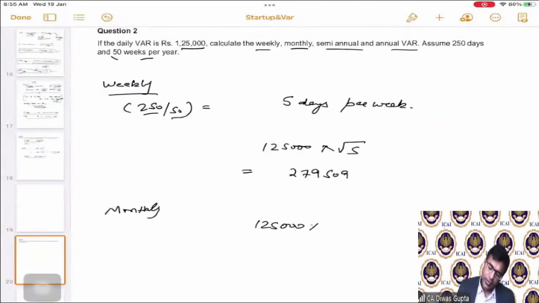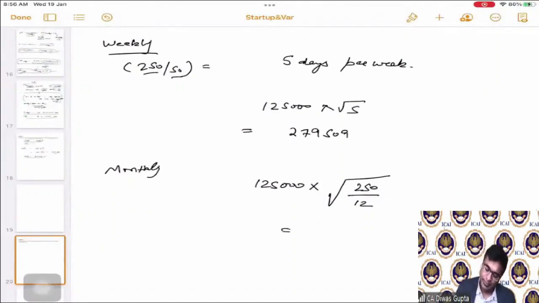Then comes monthly. Monthly will be 1,25,000 multiplied by under root of 250 divided by 12. There are 12 months in a year. 250 is the total number of days, and we will divide by 12. We are just taking the assumption that is given in the question. Correct. We are not taking 30 days. We are not taking 31 days. We are just simply taking 250 divided by 12. So this comes as how much? 11,88,634. This is the monthly VaR.